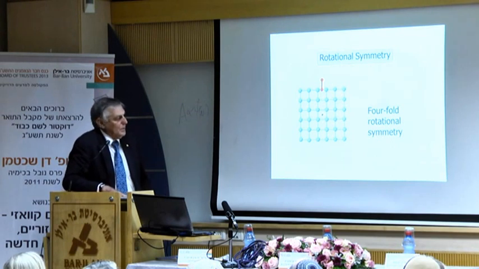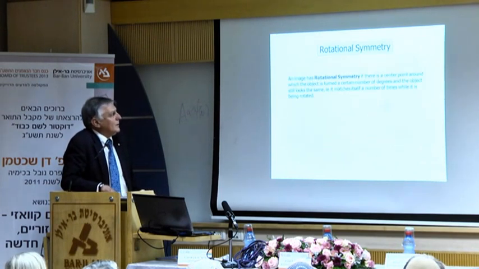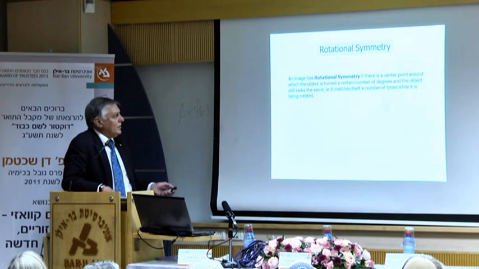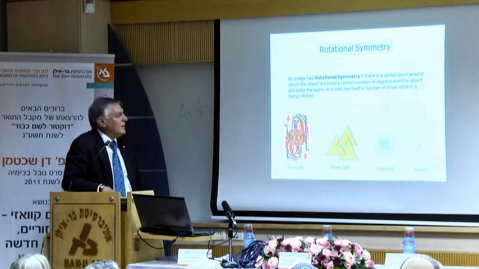Let me give you a few examples of other rotational symmetry. But let's first define rotational symmetry. An image has a rotational symmetry if there is a center point around which the object is turned a certain number of degrees, and the object still looks the same. That is, it matches itself a number of times while it is being rotated. And here are a few examples.